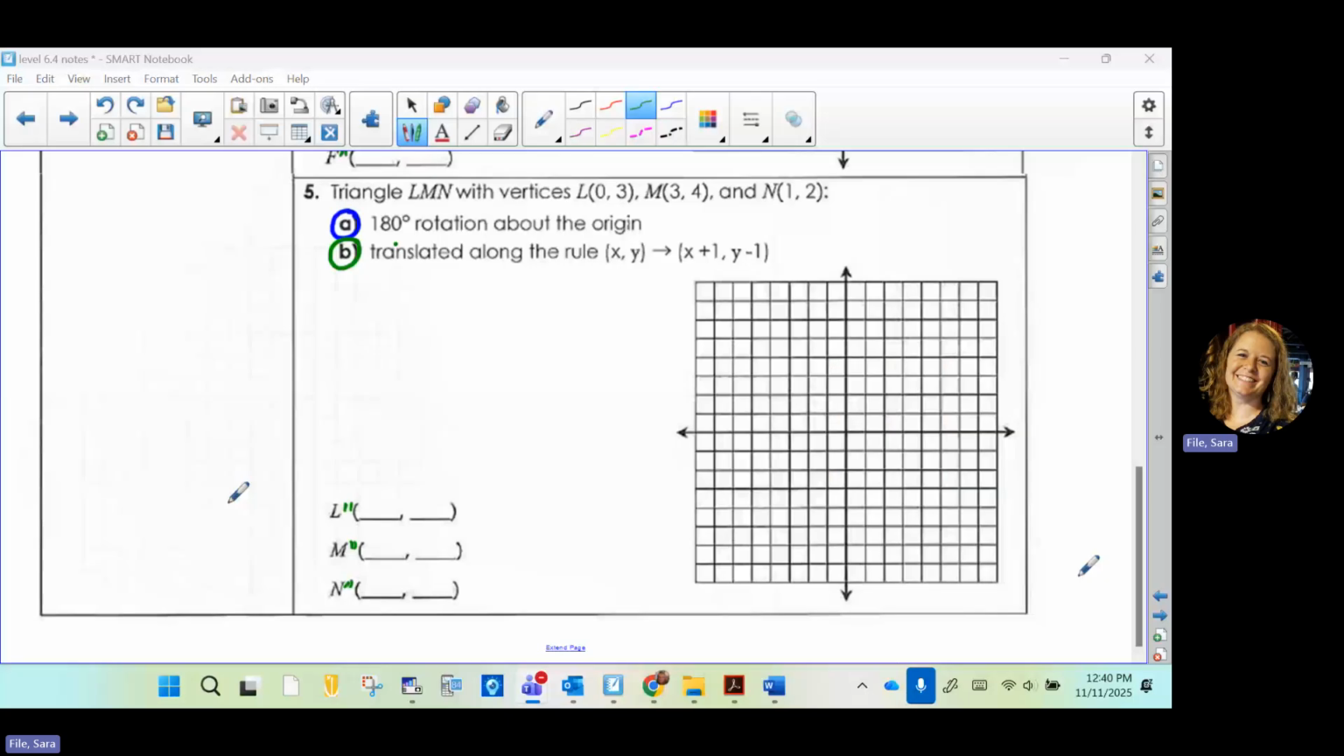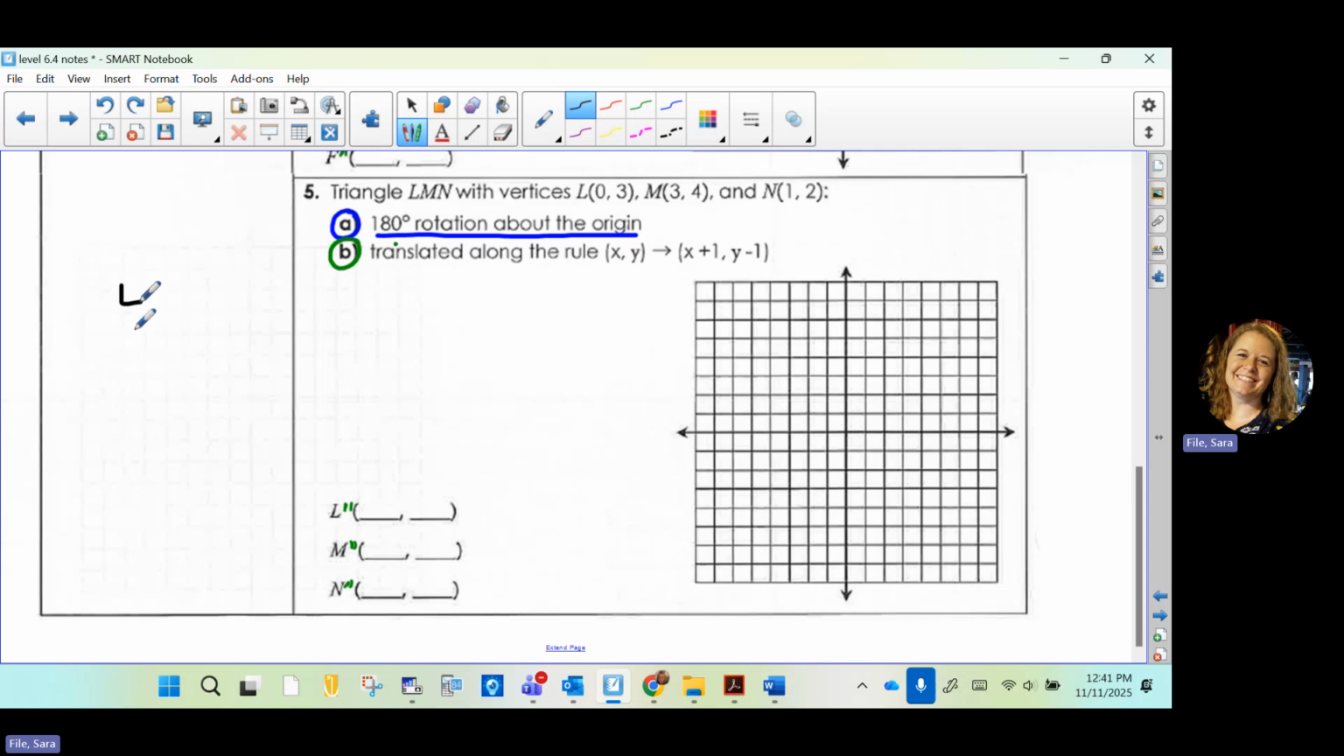Okay, I'm going to do step A in blue and step B in green. For this one, anytime we have a rotation, I really think a rotation is easier to do with the rule, that more algebraic approach with your ordered pairs. So that's what I'm going to choose to do here. On the front, I showed you, you can do it graphically or algebraically. So I'm going to do it algebraically with a rotation.